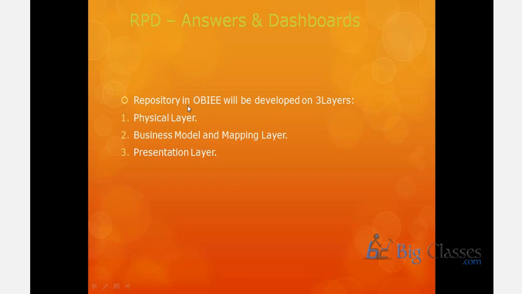RPD development will be done in 3 layers. First layer we call the physical layer, second layer we call the business model and mapping layer, and third layer we call the presentation layer. Can you view the 3 layers here? The repository will be developed in 3 layers: physical layer, BMM layer, and presentation layer.